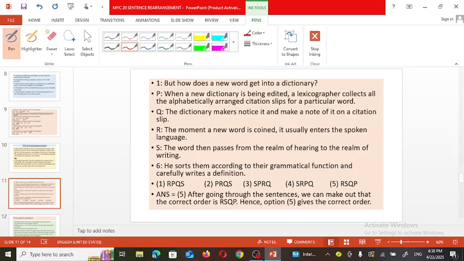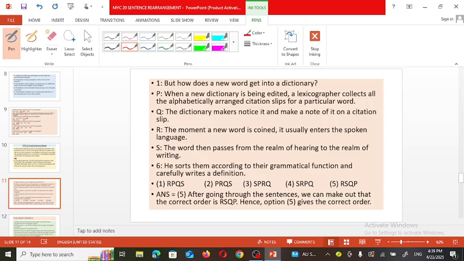P: When a new dictionary is being edited, a lexicographer collects all the alphabetically arranged citation slips for a particular word. Q: The dictionary makers notice it and make a note of it on a citation slip. R: The moment a new word is coined, it usually enters the spoken language. S: The word then passes from the realm of hearing to the realm of writing.